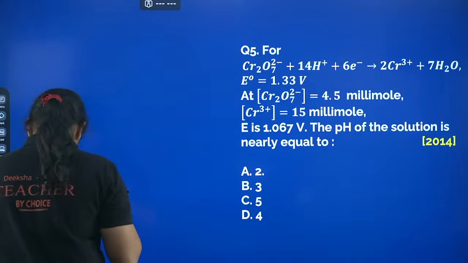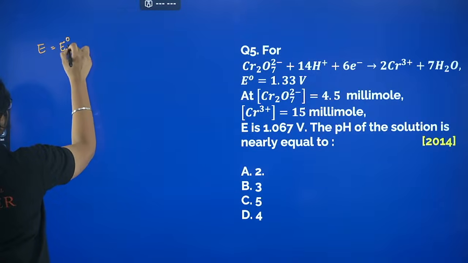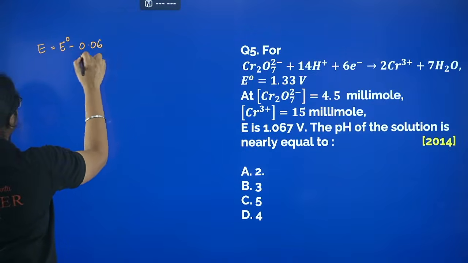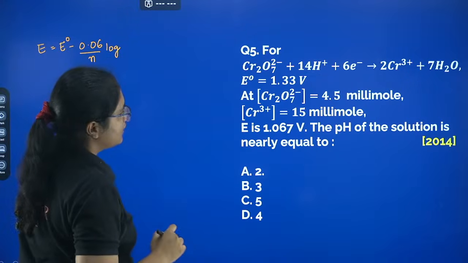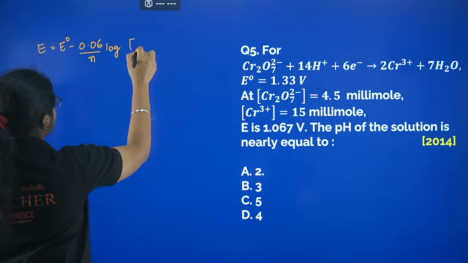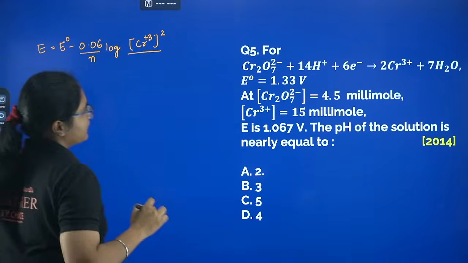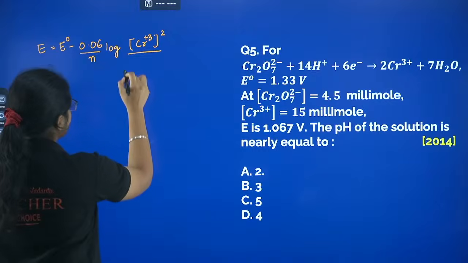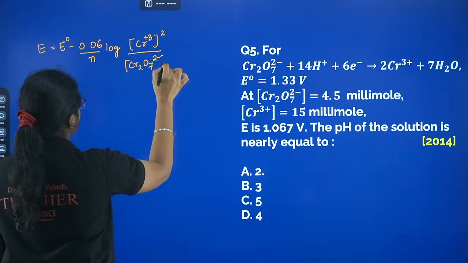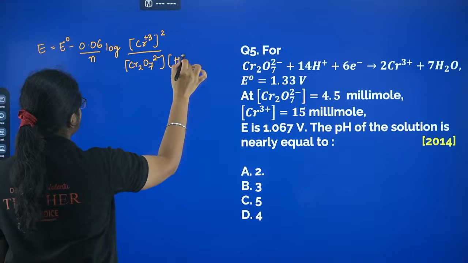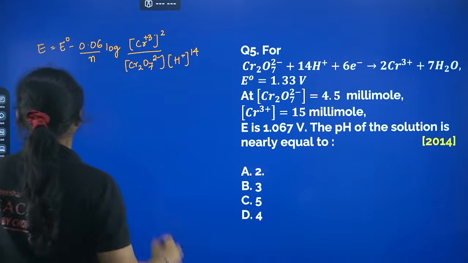So you just need to put the Nernst equation. What is it? E is equal to E0 minus 0.06 by n log of [Cr3+]², divided by [Cr2O7²⁻], divided by [H+]^14. Okay, so now I'll solve here.